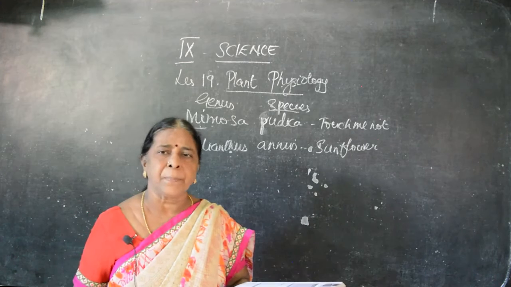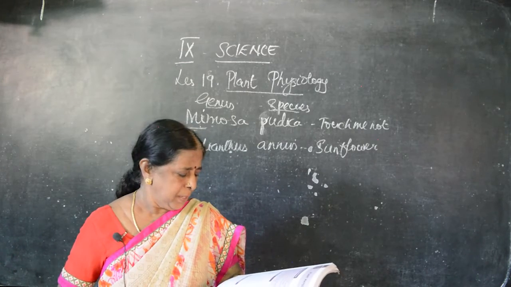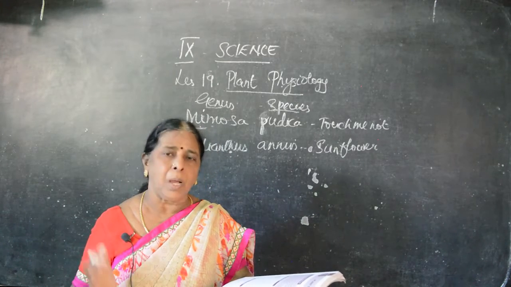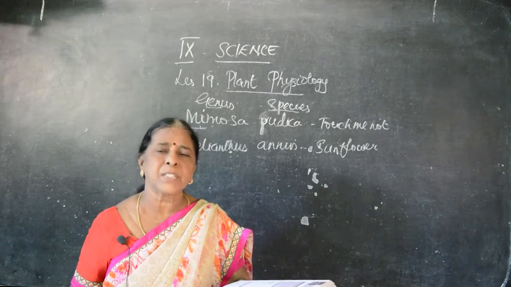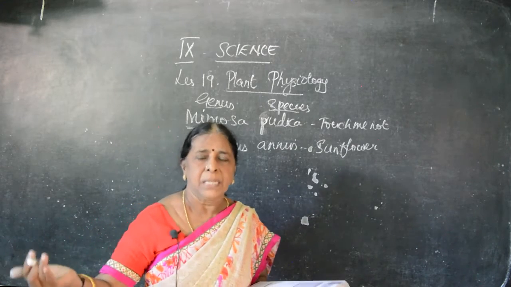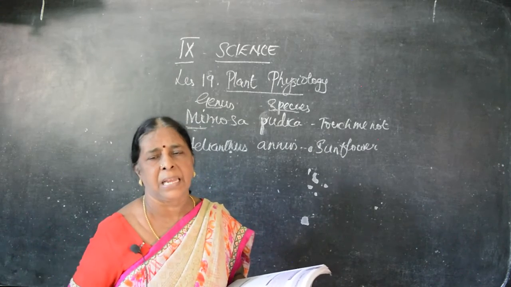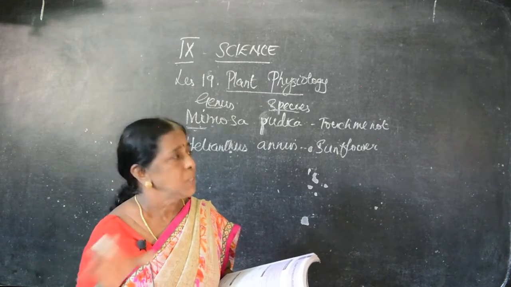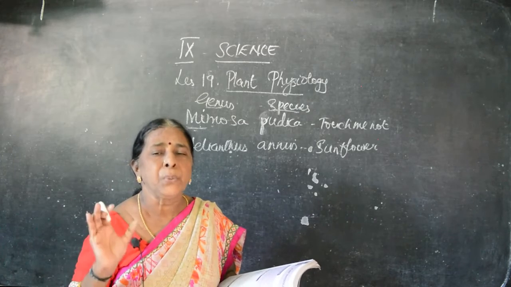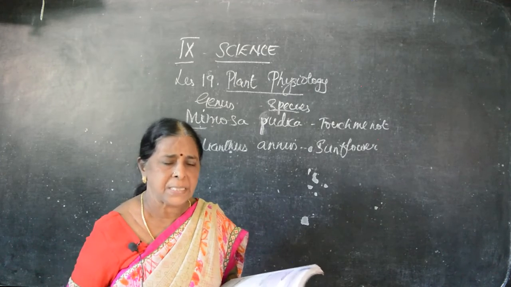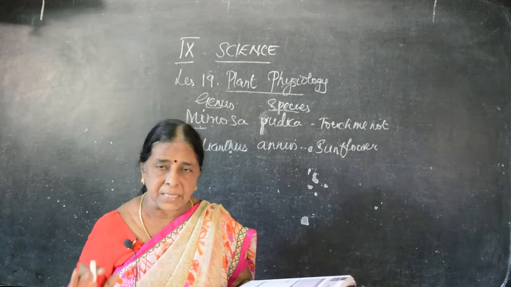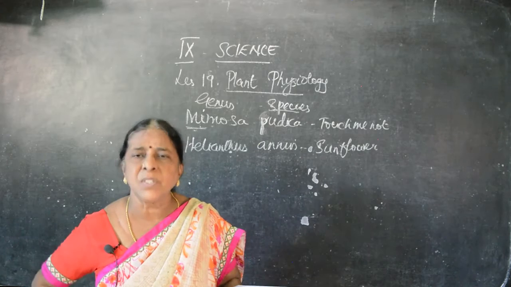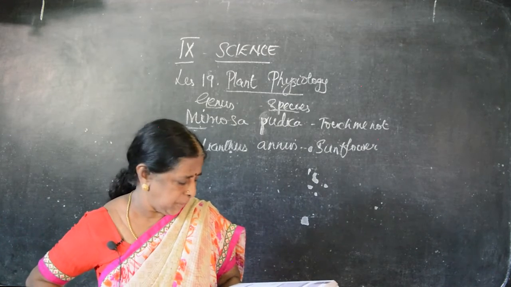So, what is tropism? Underline, that is a 2 mark answer. Tropism is unidirectional movement of a whole plant or part of a plant towards the direction of stimuli. From whichever direction it gets the stimuli, towards that direction it will act. From the east direction the sunflower gets the light, so it grows towards that. That is known as unidirectional.